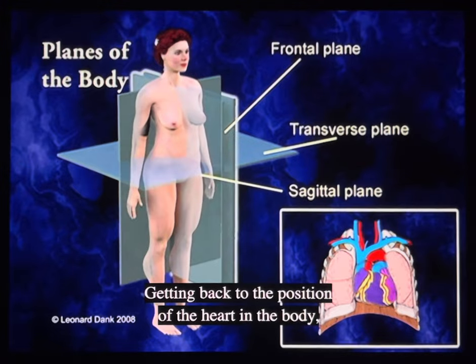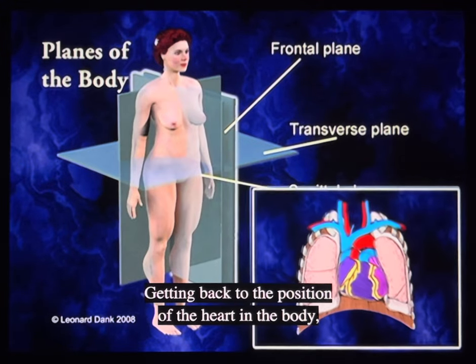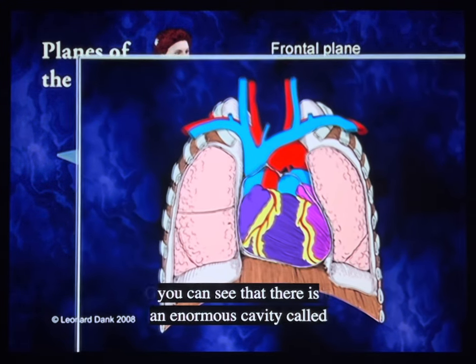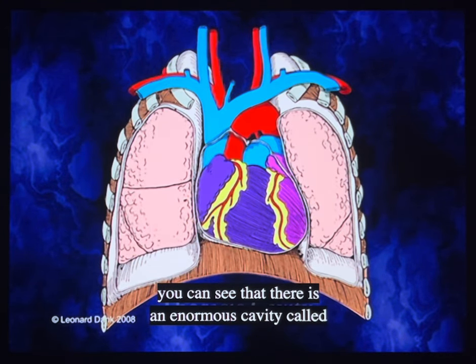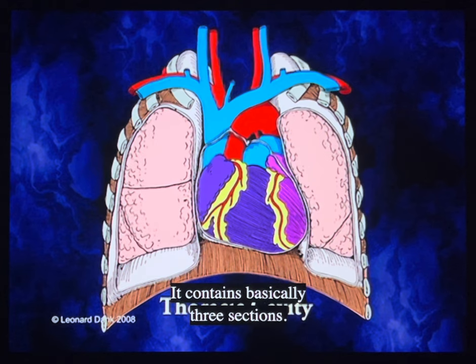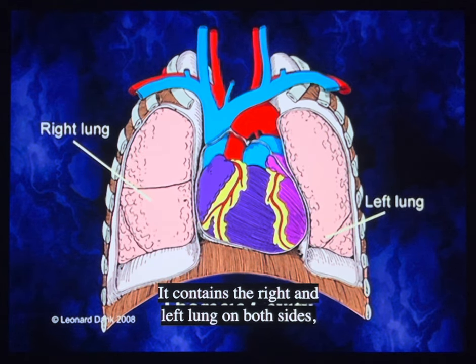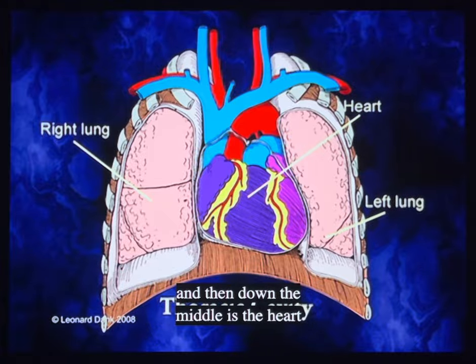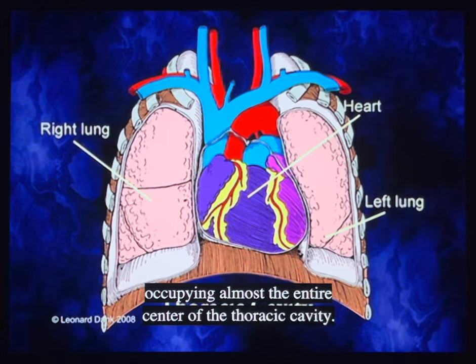Getting back to the position of the heart in the body, you can see that there is an enormous cavity called the thoracic cavity. This is the chest. It's bounded by the ribs. It contains basically three sections. It contains the right and the left lung on both sides. And then down the middle is the heart, occupying almost the entire center of the thoracic cavity.